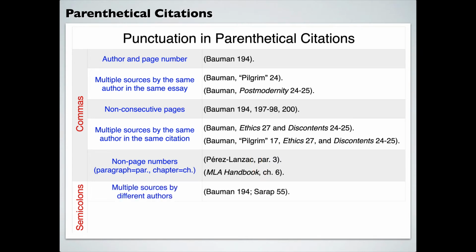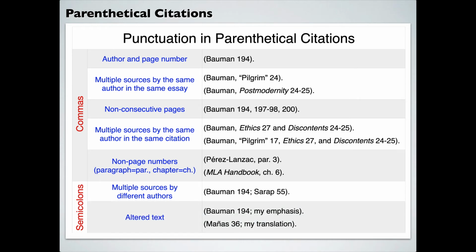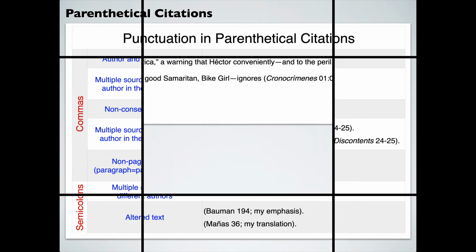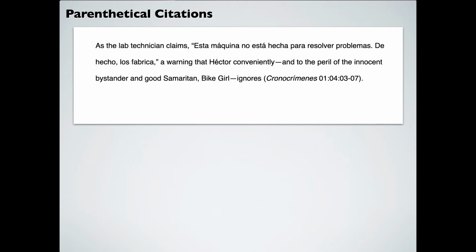Use semicolons to separate multiple sources by different authors in the same parenthetical citation. Use a semicolon to specify how you altered the cited text, such as italicizing a word in the sentence to emphasize an important idea, or to indicate an original translation. For time-based media like audio, video, television episodes, and film, in parentheses, cite the time code or time span on your media player in hours, minutes, seconds, with no spaces between colons and numbers.